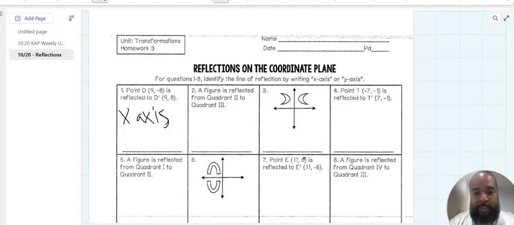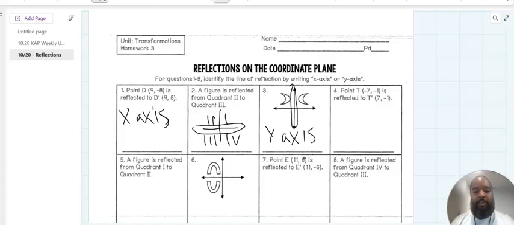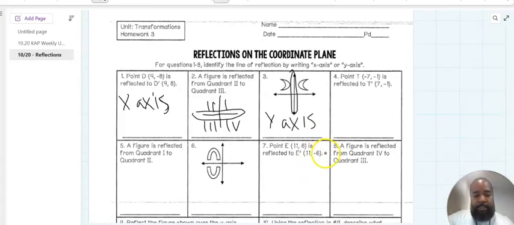If I look at number 2, it says the figure is reflected from quadrant 2 to quadrant 3. Well, I need to know my quadrants to be able to do that, so this is 2, this is 1, this is 3, and this is 4. So from 2 to 3 tells me that it's a reflection over the x-axis. Okay? Number 3, if I look at that visual, that is very clearly the y-axis. Okay, so I'm going to skip around so you can see some more examples here.